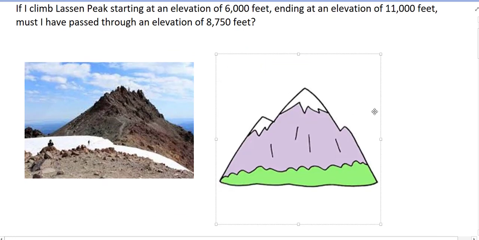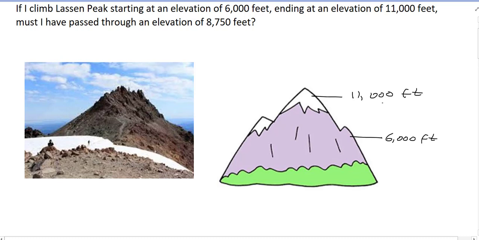Hopefully, right? So if I start my hike, I'm going to do this little mountain here. I guess I could have kept the same graph, but if I start at 6,000 feet and I start my hike here, and then I make it to 11,000 feet, the peak, then do I have to have crossed 8,750 somewhere along the way? Yes, right, unless I have some sort of teleportation that lets me skip going through it.